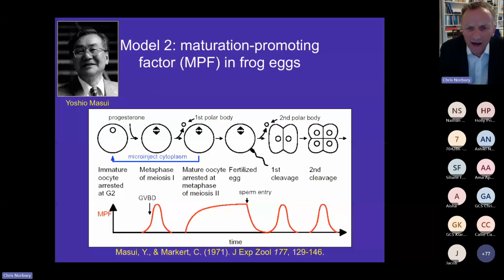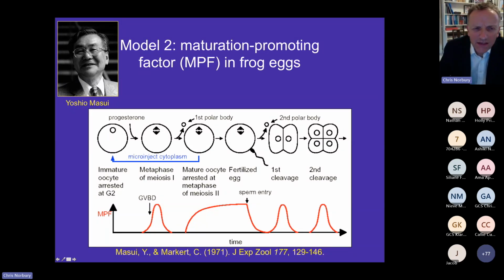But before I get there, I just want to introduce the second model, explaining the reference to frogs in the title. This is a completely independent strand of work, but it again begins in the 1970s. It's initiated by Yoshio Masui, who worked most of his career in Canada, shown in the upper left here. And Masui was interested in what at first looked like a rather different problem or question. He was interested in the process of egg maturation in the frog.